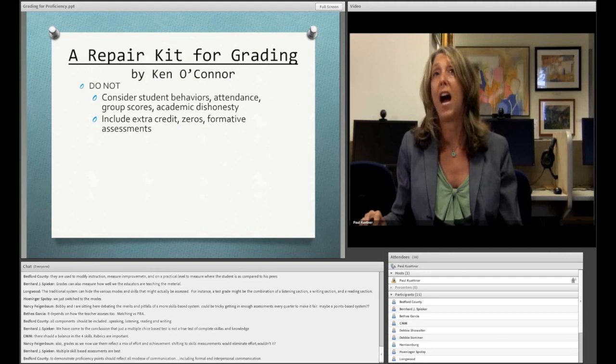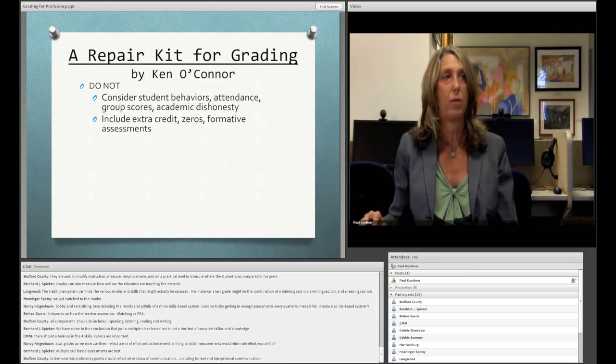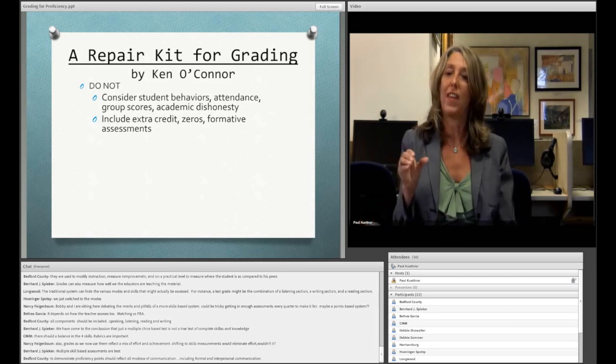He says, do not include extra credit or zeros, and I know that there have been numerous books and professional development sessions on including zeros. And he says also, do not include any formative assessments. So that would winnow down the amount of assessments that would be in the grade book. I'm not sure I'm happy with this.